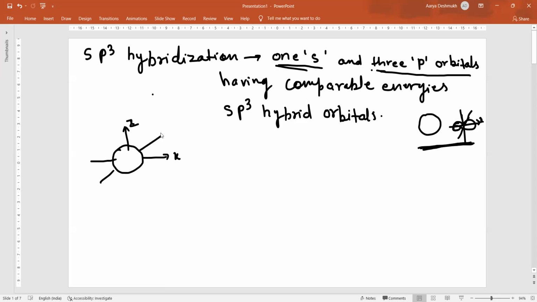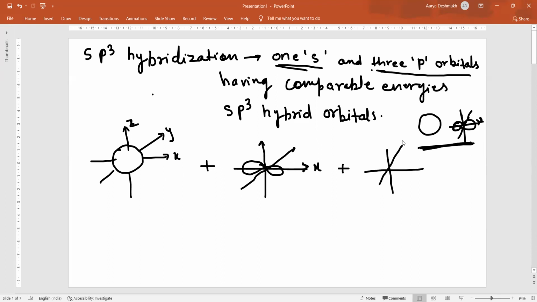oriented in space in this way, plus it combines with Px, Py, and Pz orbitals. You can draw them separately or in combination also. I'll draw separately for your understanding. This is your Px orbital oriented along the x-axis. Then this is your Py orbital oriented along the y-axis. Plus it combines with one more orbital, that is Pz.